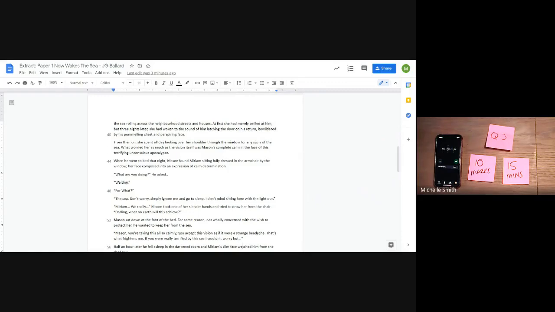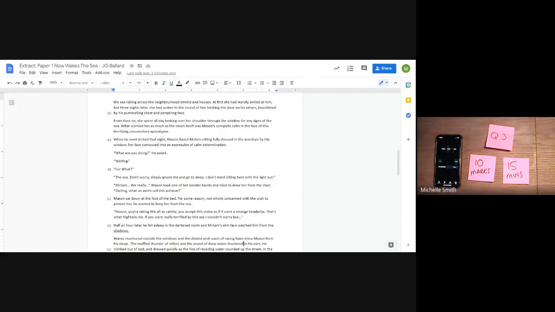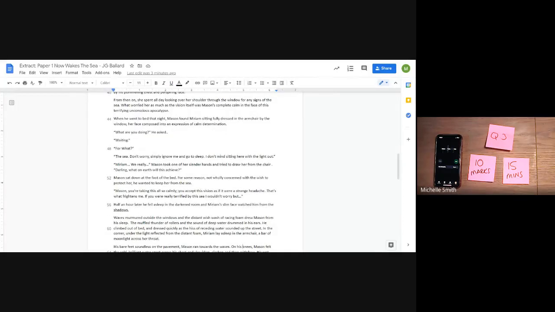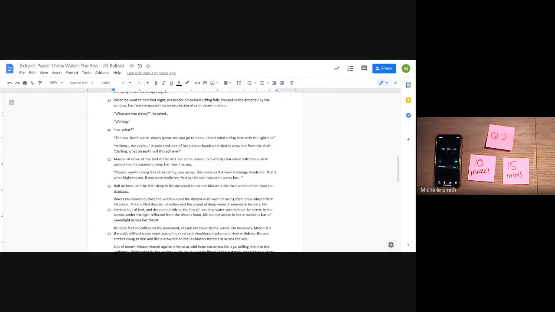"What are you doing?" he asked. "Waiting." "For what?" "The sea." "Don't worry, simply ignore me and go to sleep. I don't mind sitting here with the light out." "Miriam," Mason took one of her slender hands and tried to draw her from the chair. "Darling, what on earth will this achieve?"